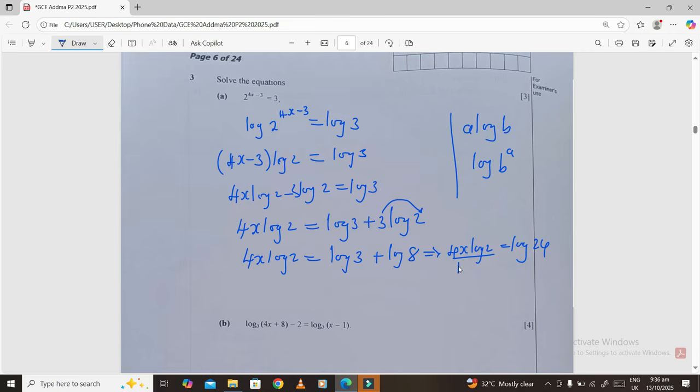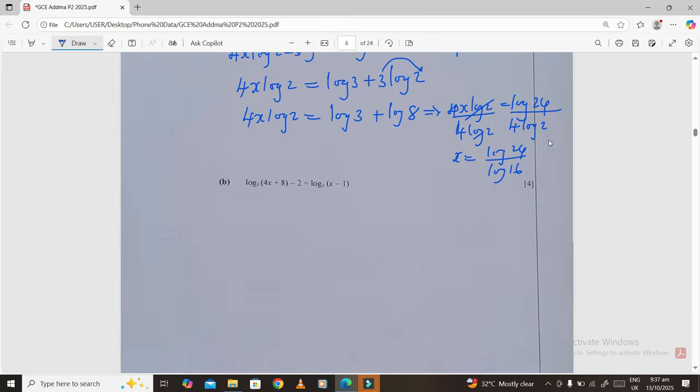You divide by 4 log of 2 over 4 log of 2. This log 2 and log 2 will go. We shall remain with x is equal to log 24 over log of 16. You see, this 4 will come here. It will be 2 power 4, which will give us a 16, using this property right here.